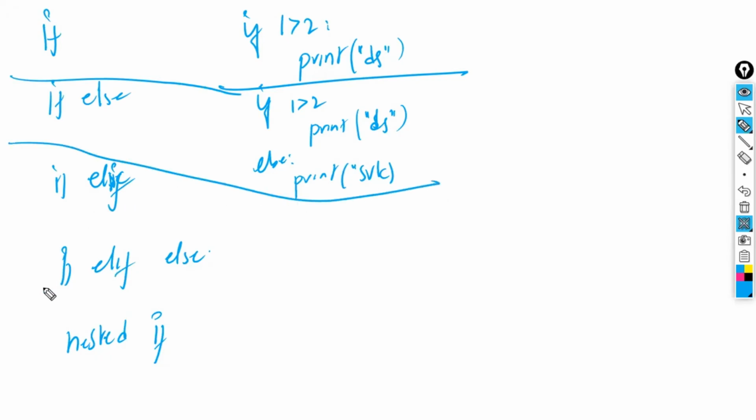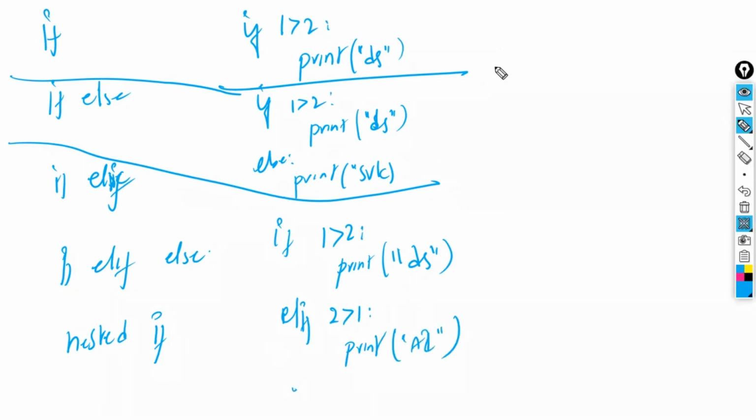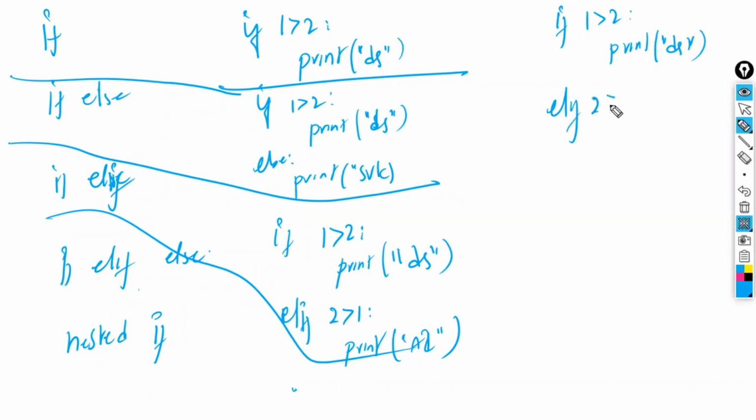Now you can take an example with if and elif only. If 1 is greater than 2, print ds. Elif 2 is greater than 1, print ai. Only these two you have written. This is the example of this one. Similarly, the example of the fourth one: if 1 is greater than 2, print ds, elif 2 is greater than 1, print ai, else print srk.